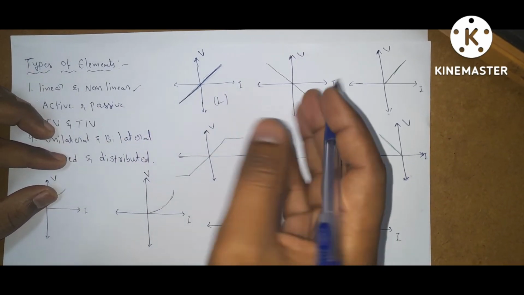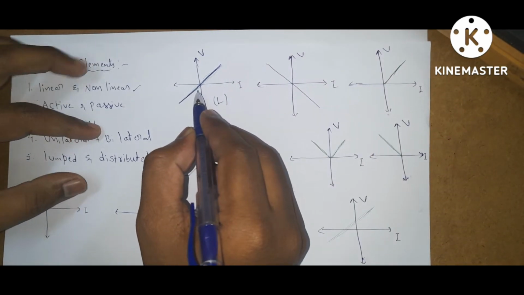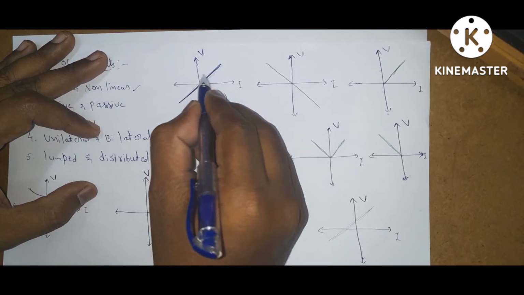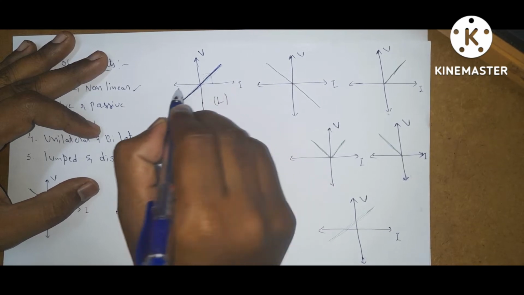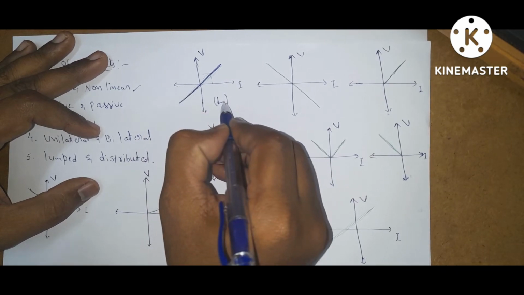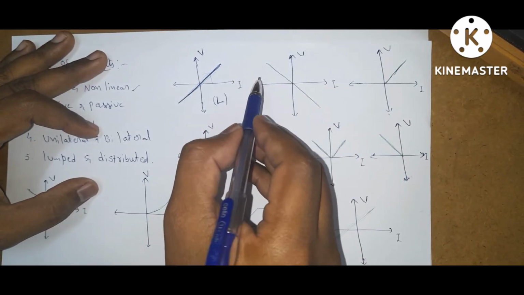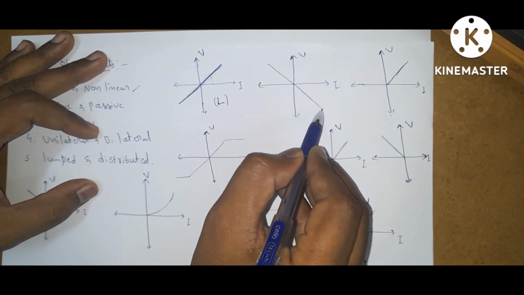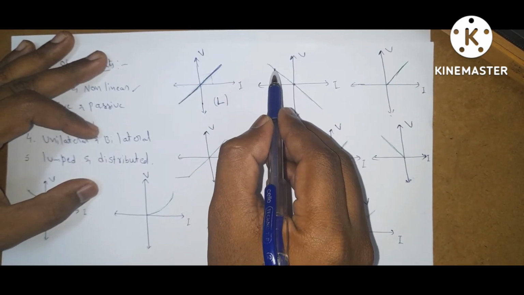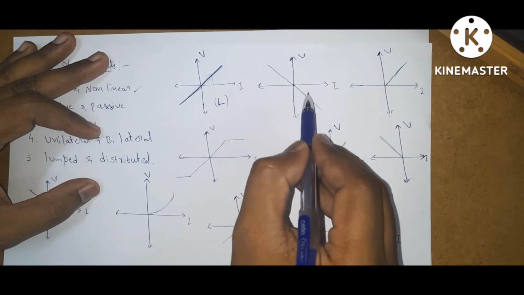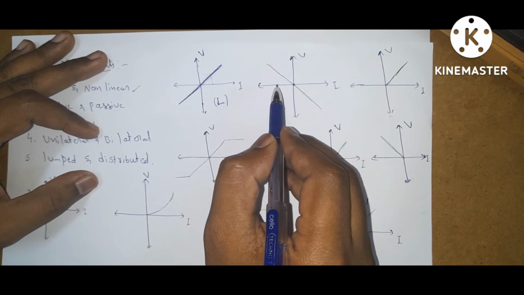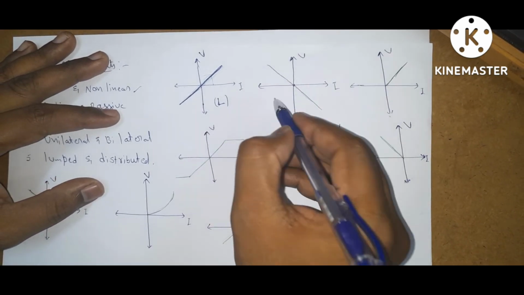Now coming to the graphs, observe the first graph. The line is passing through the origin and it has a constant slope for all time. All time means for positive values of current and negative values of current. So it is linear. Coming to the second graph, here also the same. The line is passing through the origin and has a constant slope everywhere, for positive as well as negative values of current. So it is linear.